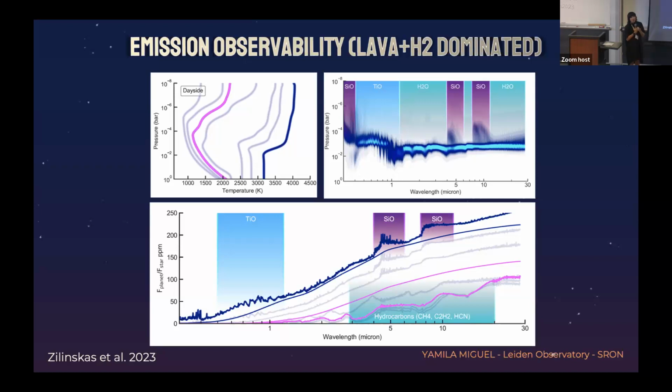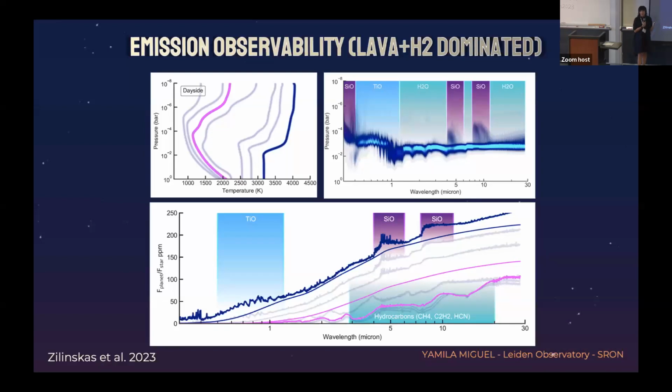But they are not so easy. So the spoiler is that they are not so easy to observe, because as soon as you put a volatile atmosphere on top, most of the features that you are going to see are going to be of any gas that you put on top. If you put water, you are going to see water. If you put CO2, you are going to see CO2. So only in the cases of very extreme temperatures, very extreme outgassing, do we see these SiO features. We also find titanium oxide.